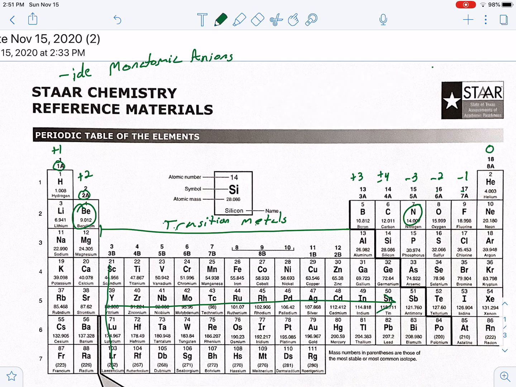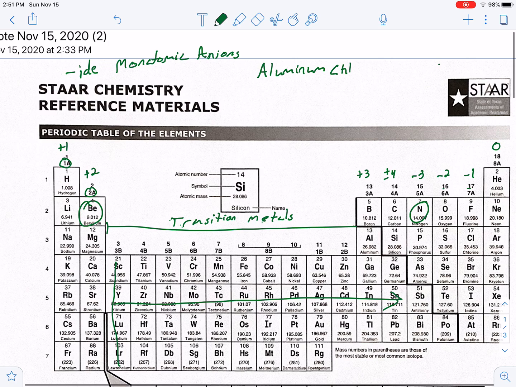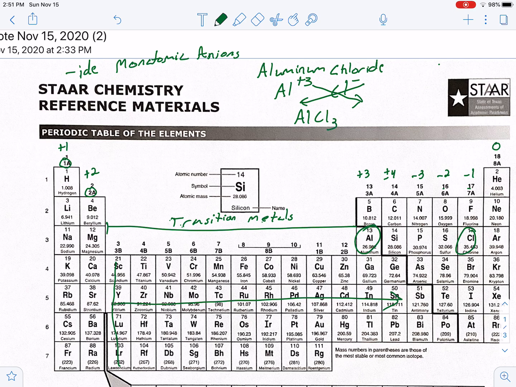So let's just do one by name. Say I give you aluminum chloride. I'm going to find out my ions first. Aluminum is right here, has a +3 charge. And then chlorine is right here, and that has a -1 charge. So you can do your crisscross method here. I'd take that 1, bring it down here, and take this 3 over here, and I have AlCl3. That's all I had to do to balance that.